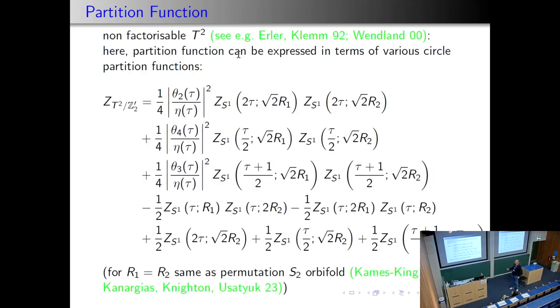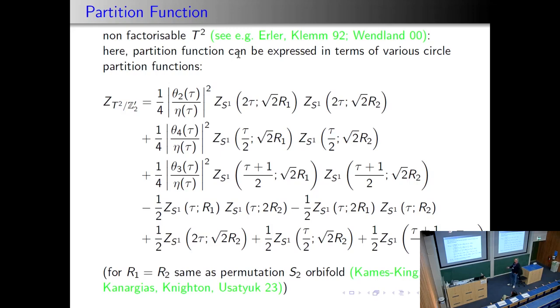Now the non-factorizable case is a bit more complicated, but it can be done. You sum again over winding and momenta, but then you have to do something in order to be able to perform the average, at least at a schematic level. You have to get this into a form where each term factorizes into something which depends only on the radius of the orbicircle, and on the one radius and on the other modulus.